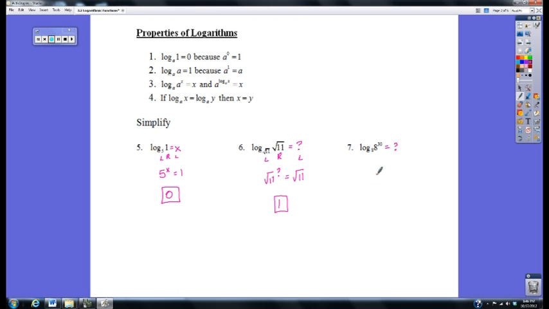And on number 7, this 8 stays on the left, all this goes to the right, and this comes to the left. So 8 to some exponent equals 8 to the 30th power. What does this exponent need to be to equal 8 to the 30th power? And that would be 30. And that's all there is to it.